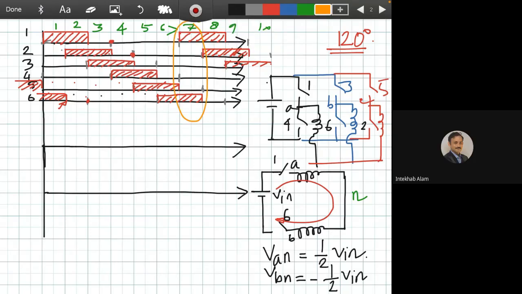7 and 1 is actually repeated. So every repetition will be 360 degrees.